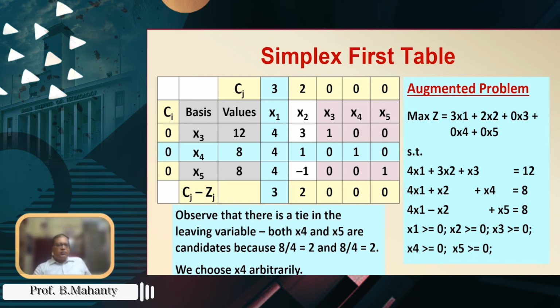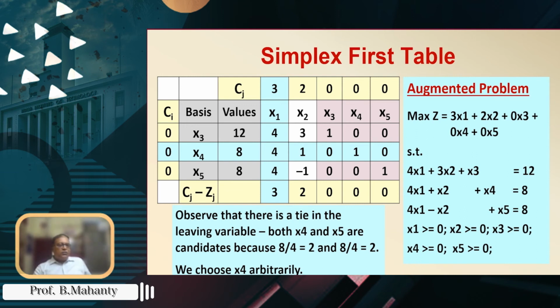x3, x4, x5 form the unity matrix. The x1 and x2 are initially non-basic variables. So these are their coefficients. And since 3, 2 are the Cj values and the Ci's are all zeros, Zj equals 0. So Cj minus Zj is 3 and 2. Which variable enters the basis? x1, because it has the maximum Cj minus Zj in a maximization problem. So x1 enters the basis and there is a tie. Can you see there is a tie between x4 and x5?